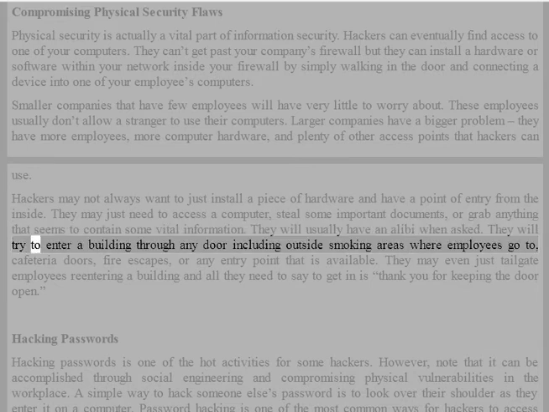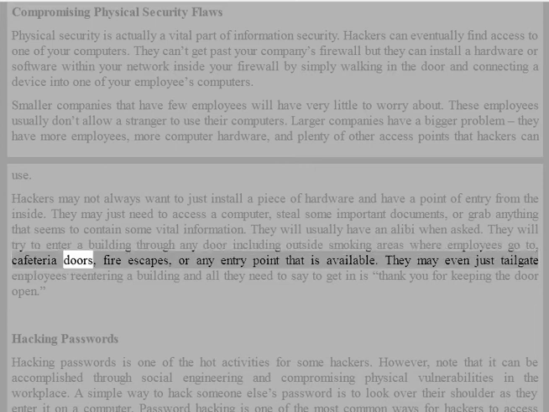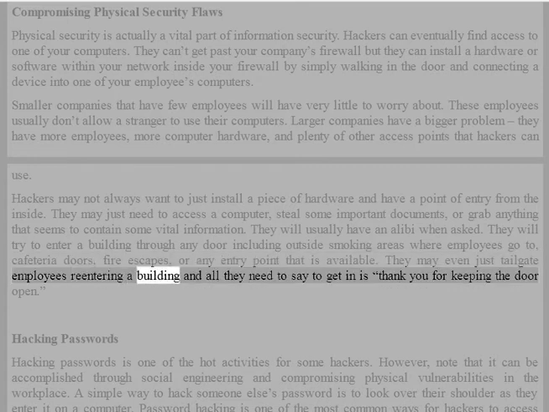They will try to enter a building through any door, including outside smoking areas where employees go to, cafeteria doors, fire escapes, or any entry point that is available. They may even just tailgate employees re-entering a building, and all they need to say to get in is, "Thank you for keeping the door open."